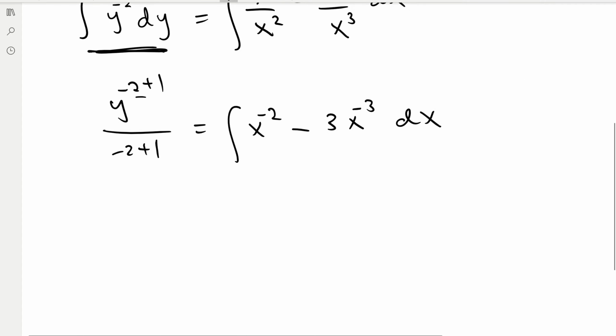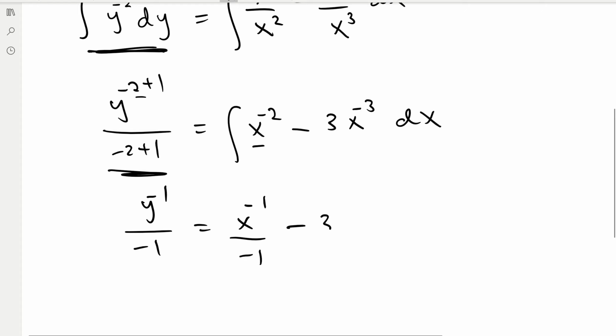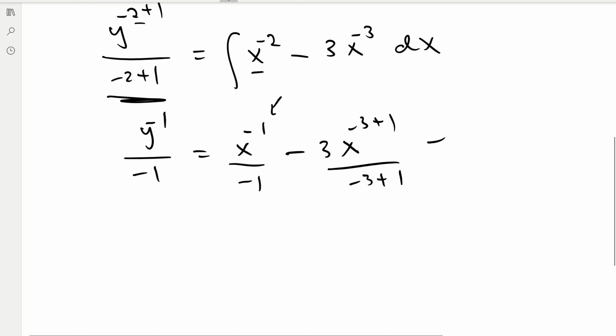Now y to the negative 2 plus 1 is negative 1, divided by negative 1. This is going to be x to the negative 1 over negative 1, a similar integration to the left hand side. So here, minus 3 times x to the minus 3 plus 1 over minus 3 plus 1. Here I was lazy. It should have been minus 3 plus 1, but I was lazy to show that step. Oops. Don't forget the constant of integration.